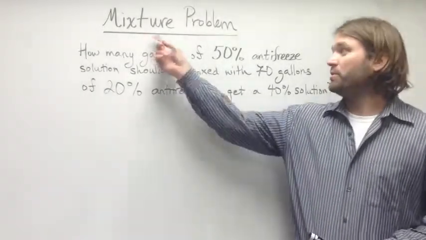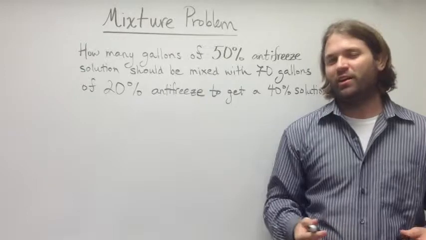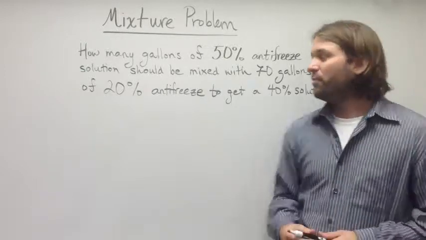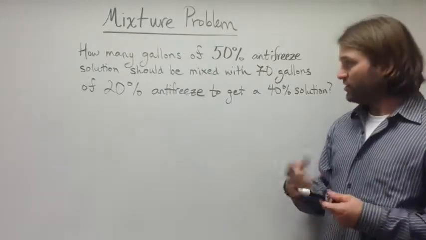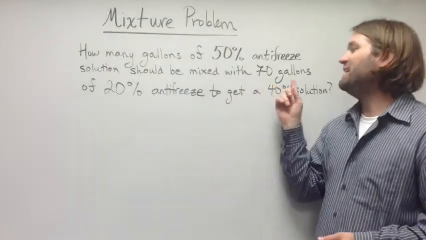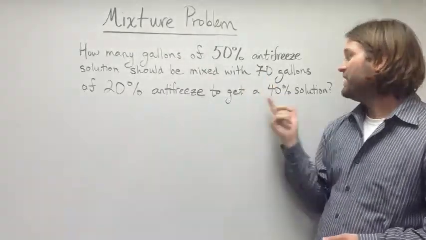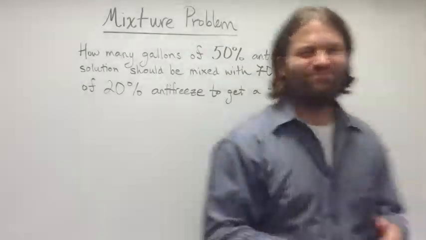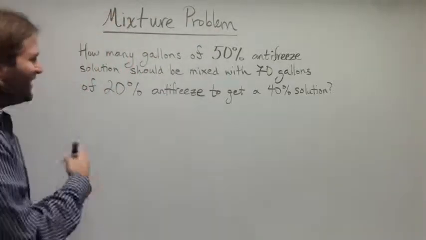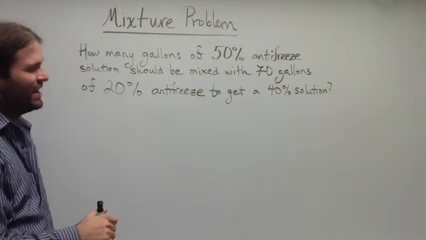In this video, we're going to look at a mixture problem from a college algebra class. The problem is stated like this. How many gallons of 50% antifreeze solution should be mixed with 70 gallons of 20% antifreeze to get a 40% solution? So before we get into how to work this problem, let's think about what this problem is actually saying.